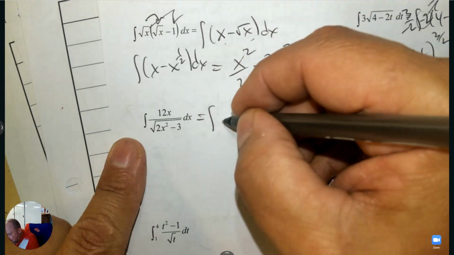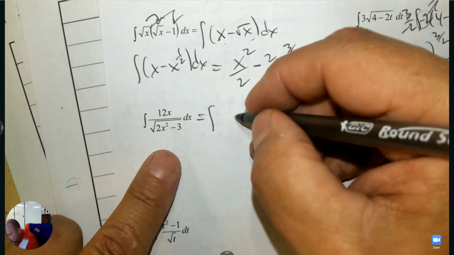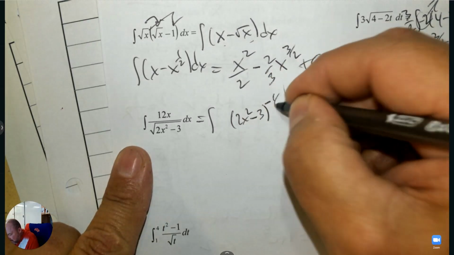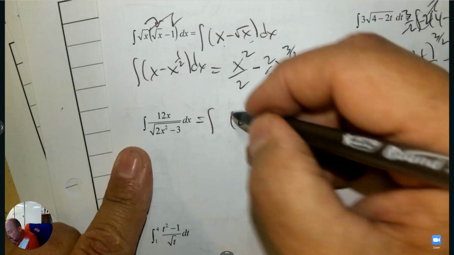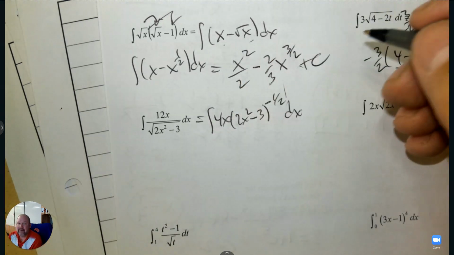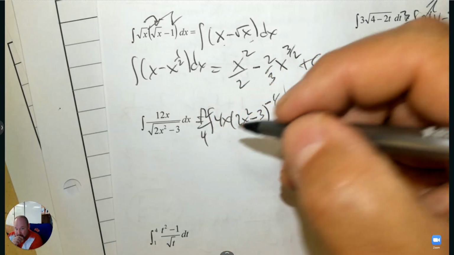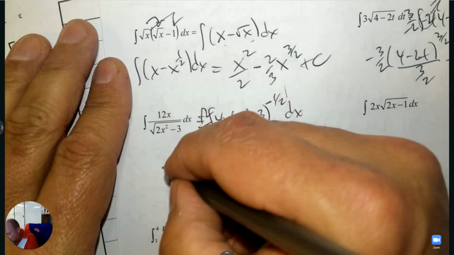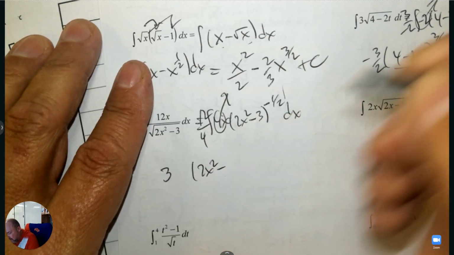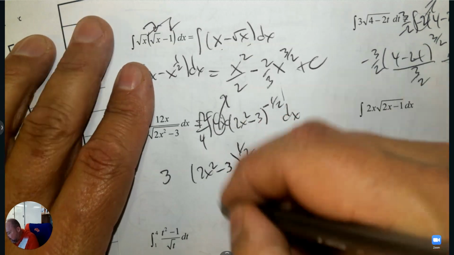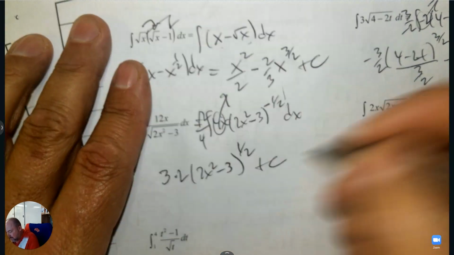I'll write it friendly. So that's 2x squared minus 3 to the negative 1/2, because it was from the denominator. This should have a hook of 4x. Instead, it has 12x. So what it was, 12, over what it became, 4. So 12 divided by 4 is 3. Then I'm going to add 1 to the exponent. That's positive 1/2, divide or times the reciprocal, and then plus c.